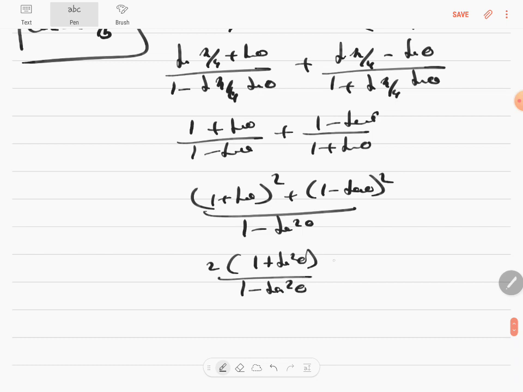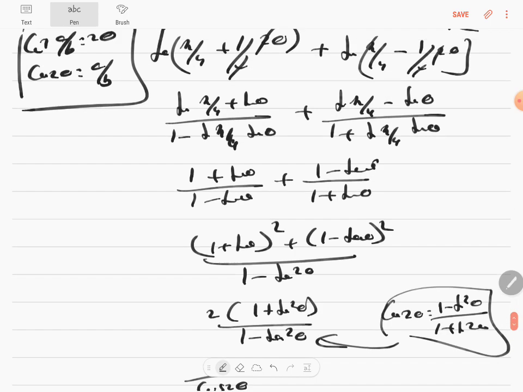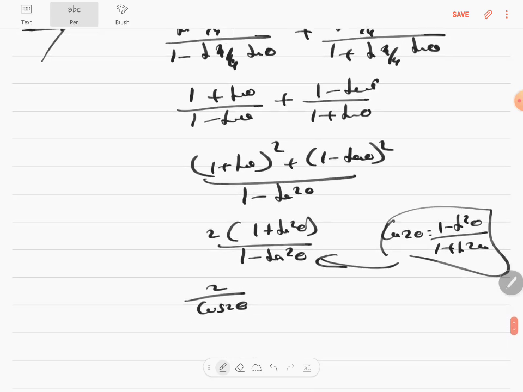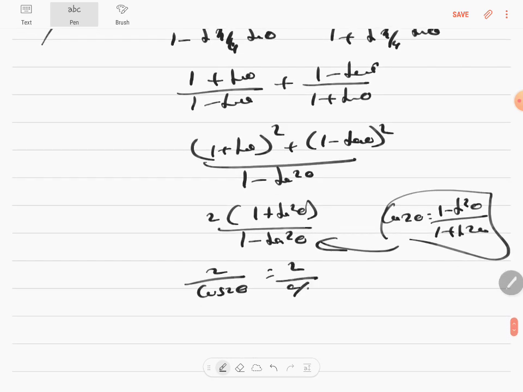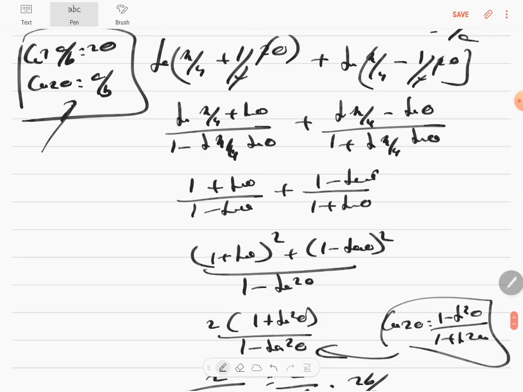And you all know cos 2θ is (1 − tan²θ)/(1 + tan²θ). So this is the reciprocal of that. Can I write it as 2/cos 2θ? And what is cos 2θ? Cos 2θ itself is a/b. Therefore 2/(a/b), or in other words 2b/a, becomes the answer, and you have proved whatever they wanted to prove. It's a very interesting question.